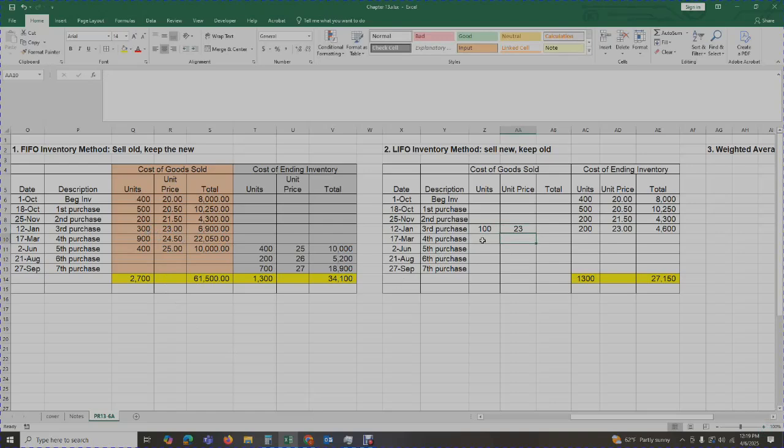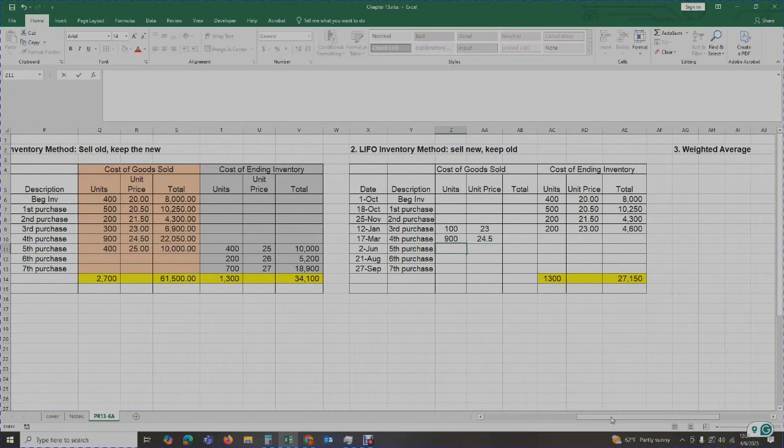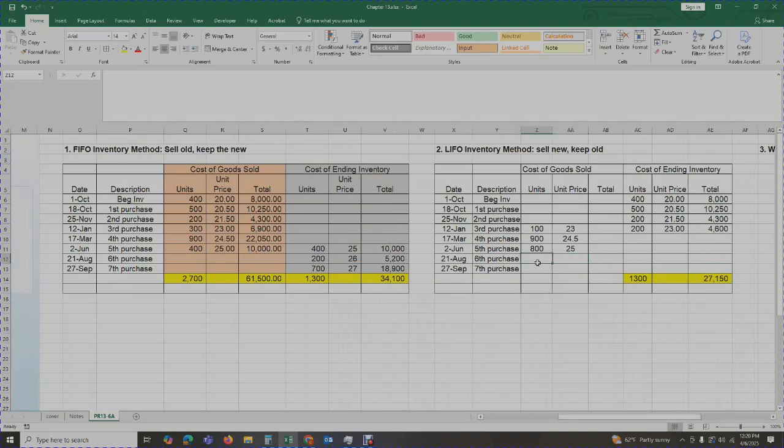So on my fourth purchase, I've got 900 units at $24.50. On the fifth purchase, I've got 800 units. So if we look at the data, on the fifth purchase, I've got 800 units at $25. On the sixth purchase, I've got 200 units. So we're gathering the data from here: 200 at 26, 700 at 27. So we're going to have 200 at 26 and then 700 at 27.